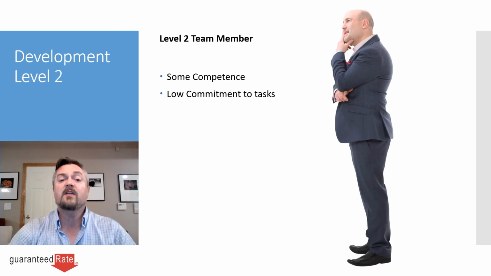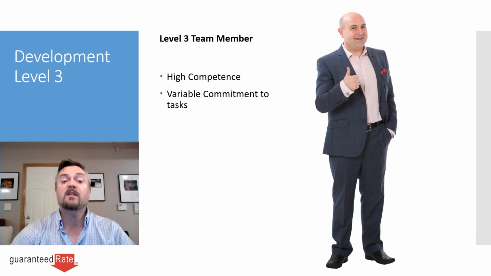Let's talk about development level 2. Now, development level 2 is considered to be higher than level 1. They have developed some competence, perhaps medium competence, but for some reason they have a low commitment to tasks. Now, this can happen when somebody starts to get a little bit bored with the ins and outs of their daily routine and might need a little bit more challenge. And people that are in this situation with a low commitment toward their tasks need to be managed a little bit differently than an employee who's at a development level 1.